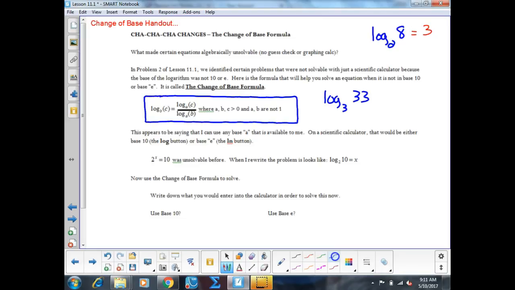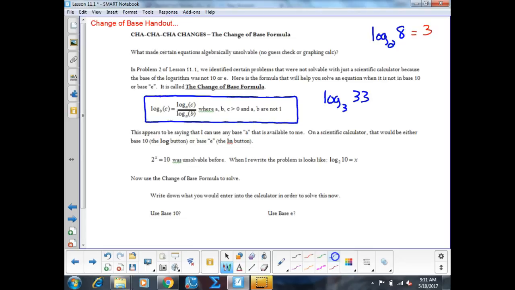So on your calculators, the log key is for common logs. It's log base 10. And the natural log is log base e. So you're limited on your calculators. You can only find common logs, log base 10, and natural logs. But how are we going to figure out log base 3 of 33? Well, that's where change of base comes in.